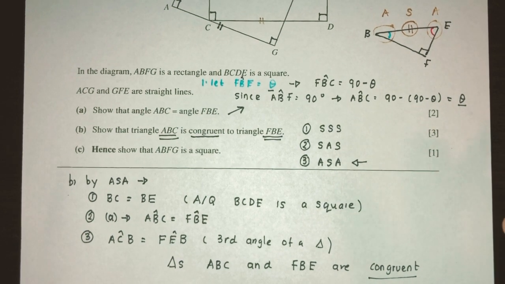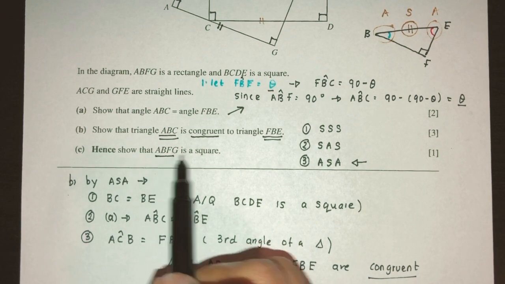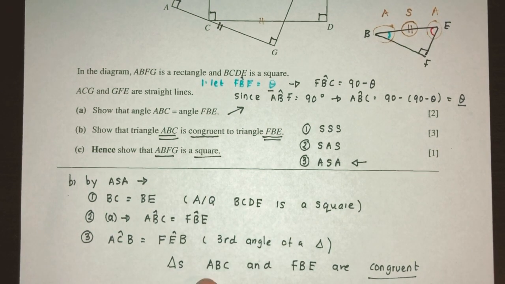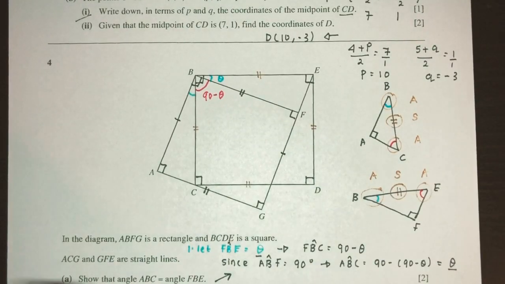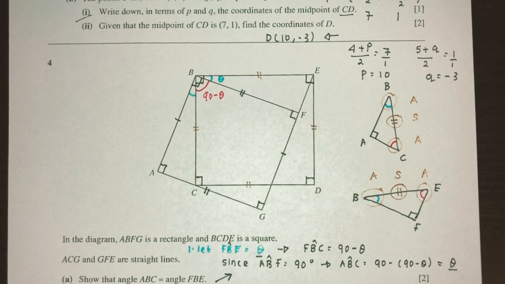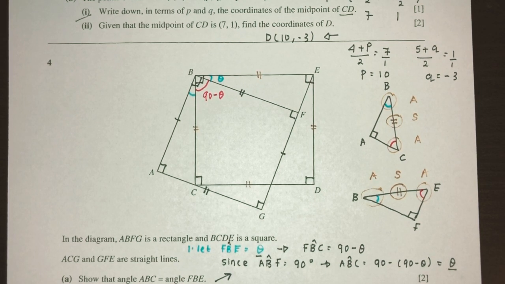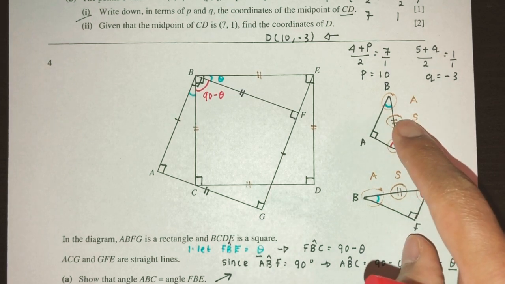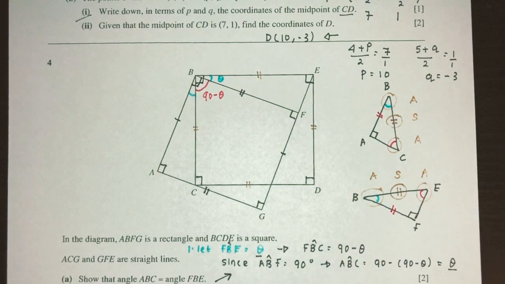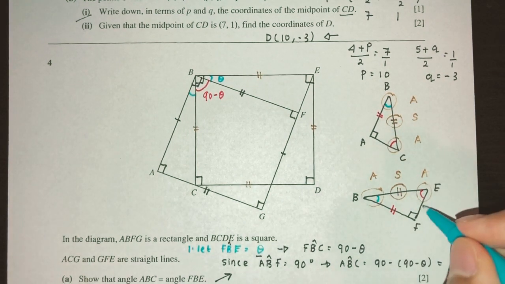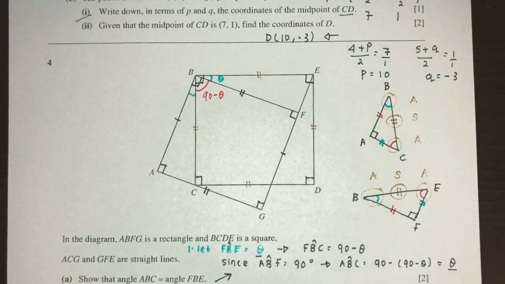Now for part C, hence we have to show that this one is a square. So now, since we were able to confirm they are congruent, we can proceed. So now again, what does congruent mean? It means that these two triangles are exactly the same. So based on that, let's go back to our triangles. If this side is this side, it means that this side will be this side. So these two sides will be the same. And also, these two sides will be the same because they are congruent.